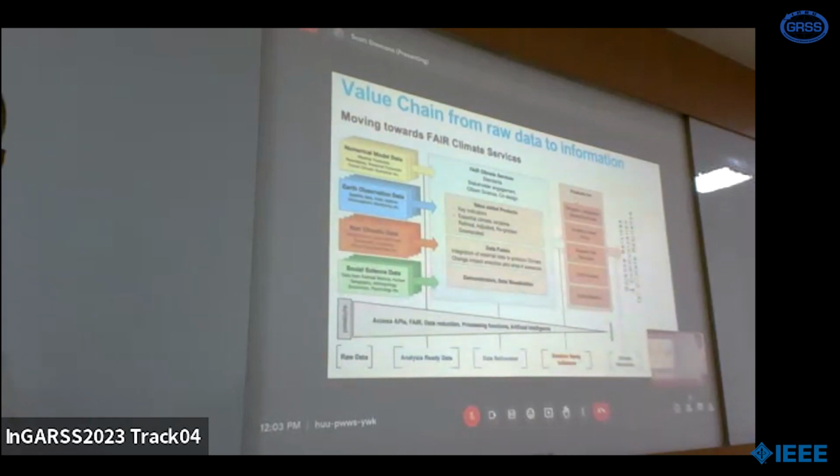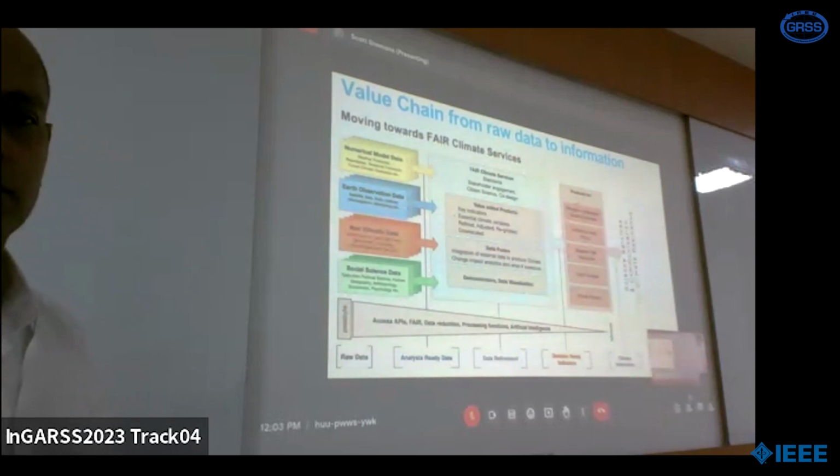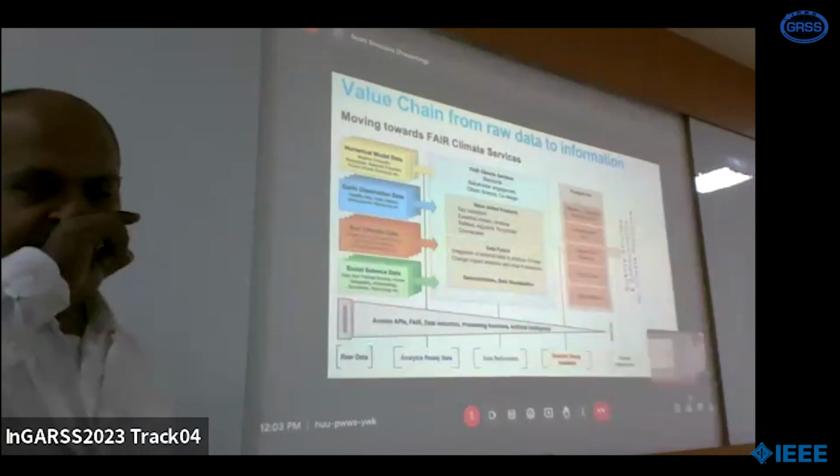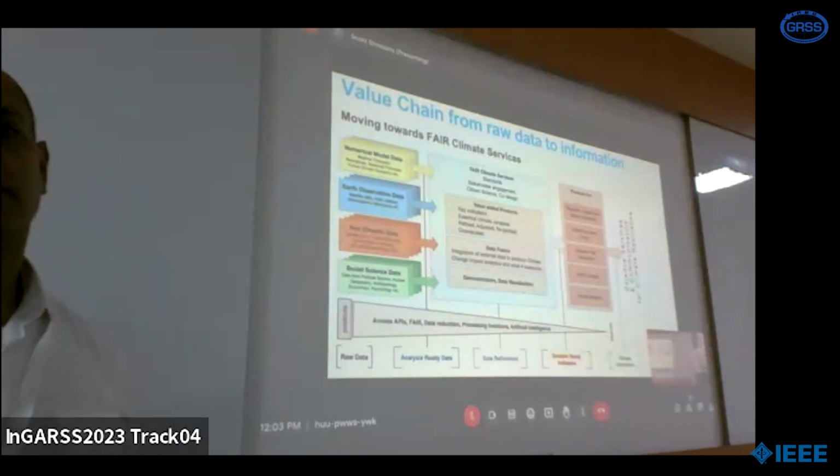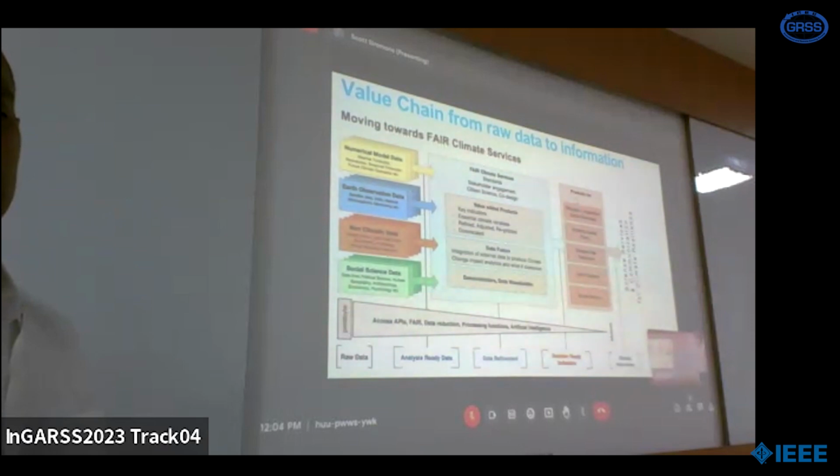And this all sits in a value chain from that very raw information, it's not analysis ready data, all the way to final information. So where do we take those source pieces of data: numerical model data, predictive data, Earth observation data, raw info from the satellites? Non-climatic data, information that's interpreted, and social science data, be that social science data collected in generic terms or social science data being collected by observers in the field.